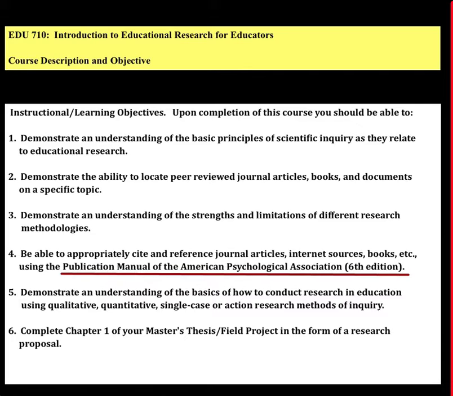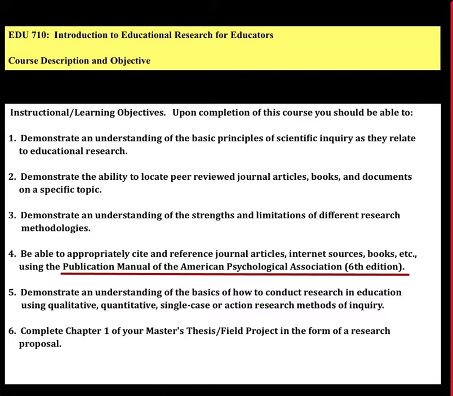Now, the expectations for this particular course, the Introduction to Educational Research for Educators: the course is designed to provide an overview of the qualitative, quantitative, single case or single subject, and action research methods commonly used in the areas of education and the related social sciences. And the course is designed to help you critically read, evaluate, and design educational research.